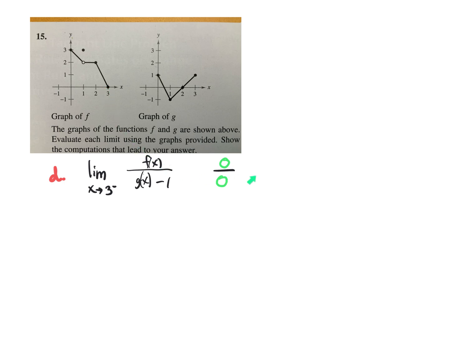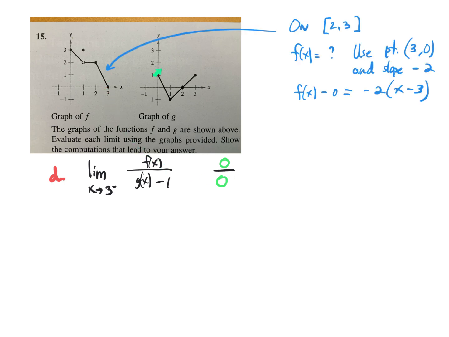Here we go. For this segment, it goes to point 3, 0 right there, and the slope is rise -2, run 1. Slope is -2. So using point slope form, the y minus the y value of this point equals the slope times the x minus the x value of that point. All right, so we've got the equation for f of x. Now let's find the equation for g of x.